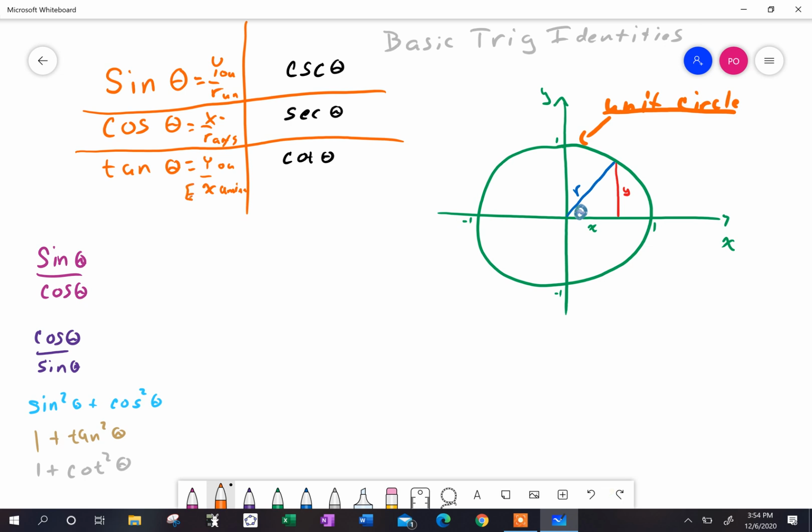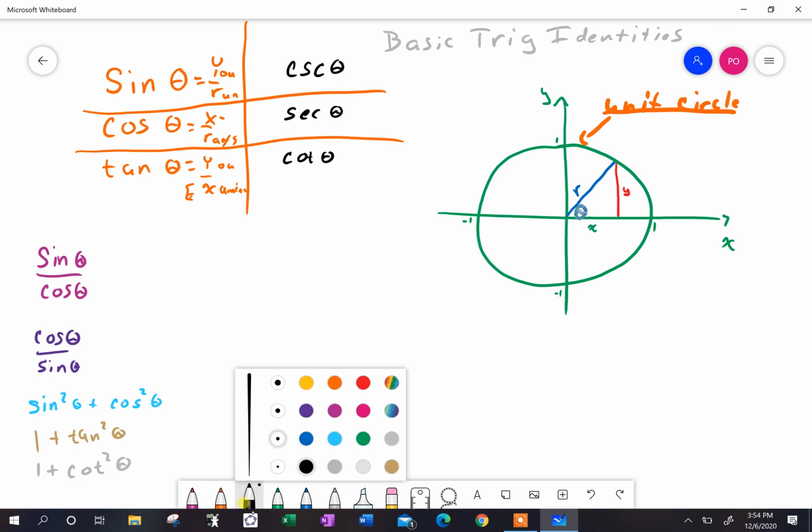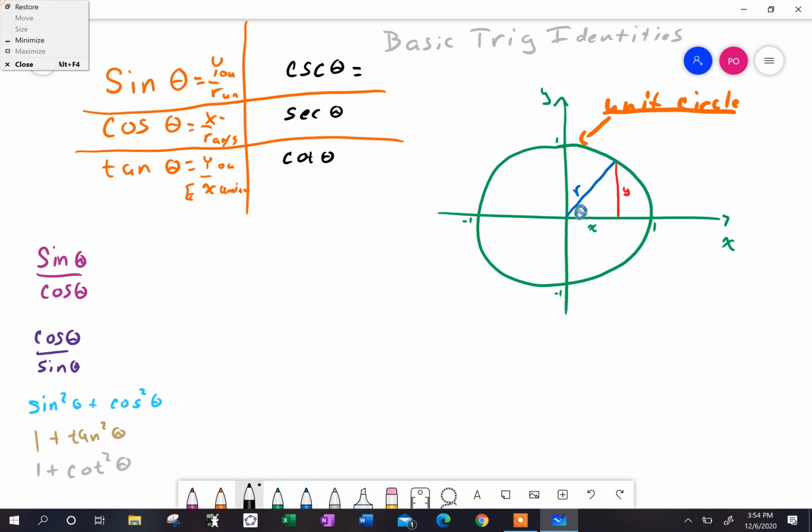Anyway, the only thing that you're not going to be able to figure out on your own is the fact that these are the inverse functions. So cosecant is 1 over sine of theta, which would just be r over y. Secant is 1 over cosine of theta, which would just be r over x. And the cotangent is obviously 1 over the tangent of theta, which would just be x over y. Those are the only things you really can't figure out on your own.